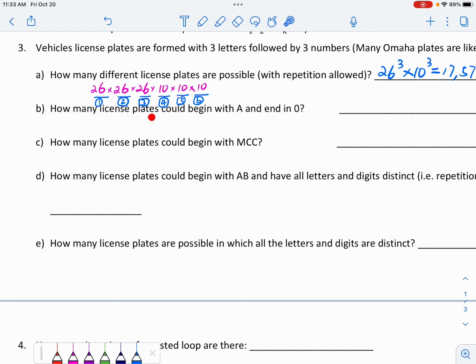Now, let's move on to the next one. How many license plates could begin with A and end in 0? So you already know the 6 characters. The first one is an A. The last one is a 0. So how many ways are there to fill in the first character? Only one way, because you know it's A for sure. So there's only one way, right? So therefore I'm going to move this up here.